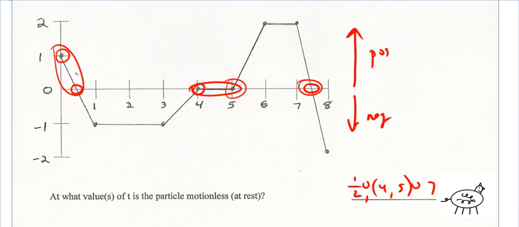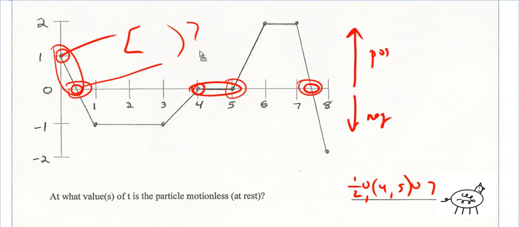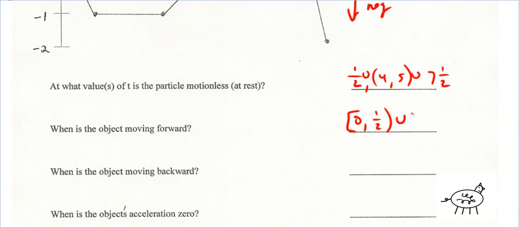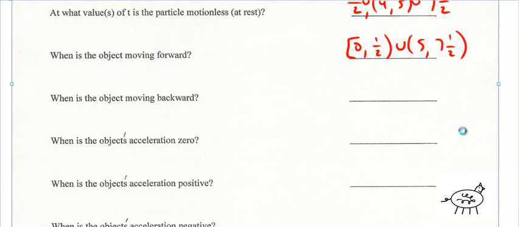So now here's the deal also. This guy right here, this 0, that is a bracket. Now why does that have a bracket and this guy down here have a parenthesis? Well, at that 0, I don't really know what's going on right at that 0. In fact, at 0, it's neither moving forward or back. It's stopped. That's why it has a parenthesis. But you need to understand, at 1, it is a positive velocity. Even if it is a corner, it's still a positive velocity. So that's why it's a bracket over there. So let's fill that in. It's moving forward at 0 to 1/2, union 5 to 7.5. Okay. All right, let's keep going.